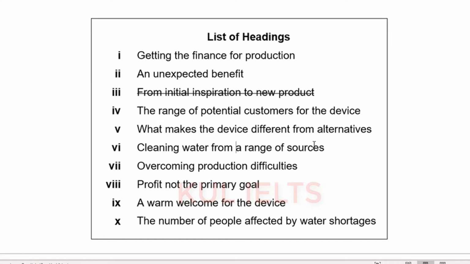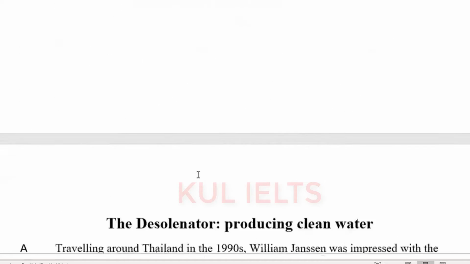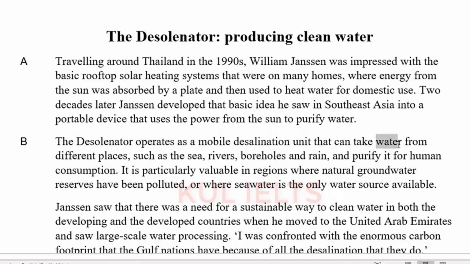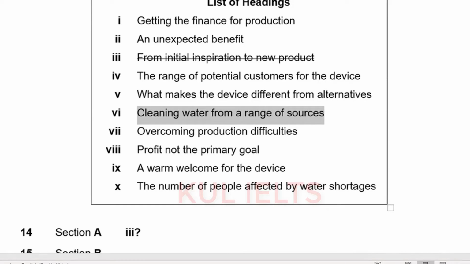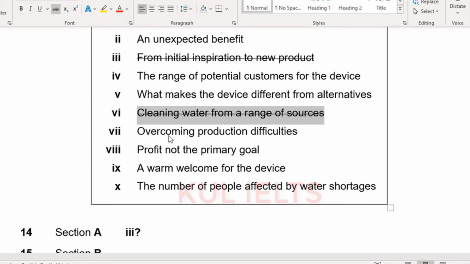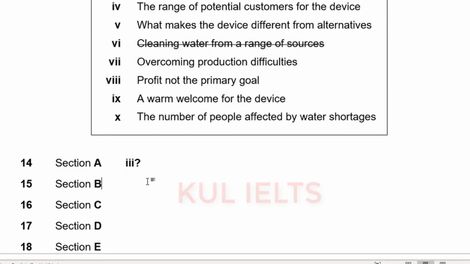Cleaning water from a range of sources. I like that very much. Overcoming production difficulties, profit, warm welcome, number of people. So this is very nice. A range of sources, and it's right there. Take water from different places and purifying it, cleaning it. So cleaning it, water from different sources. And I'm confident enough about that one. I think I'm just going to go ahead with that one. So B is 6.